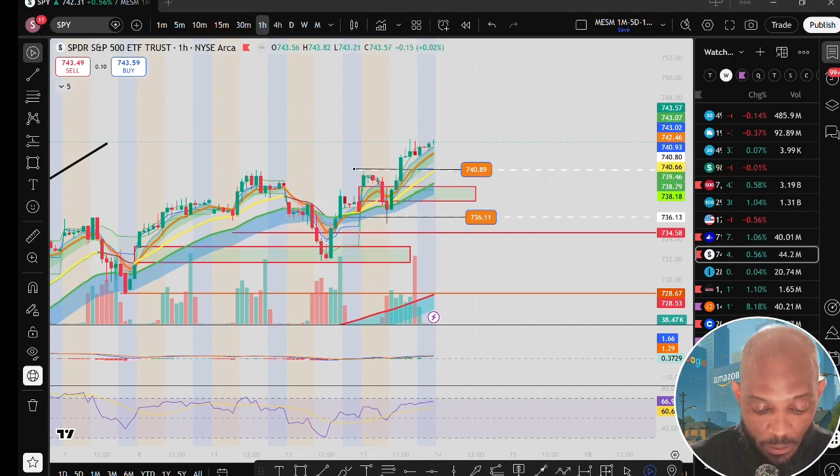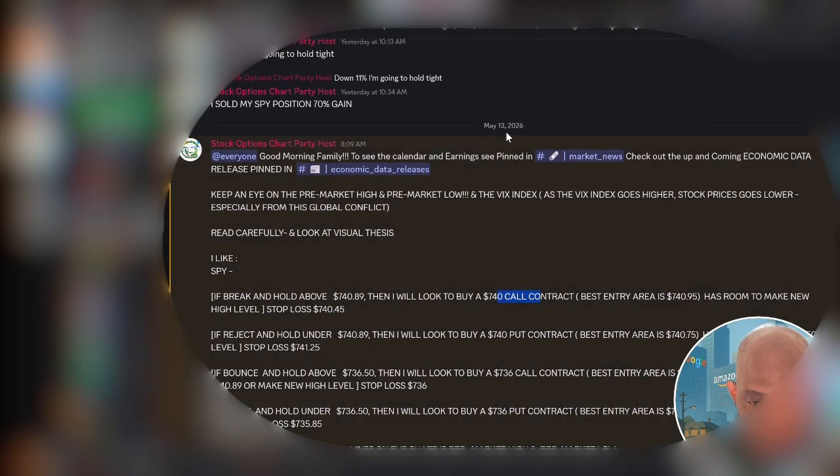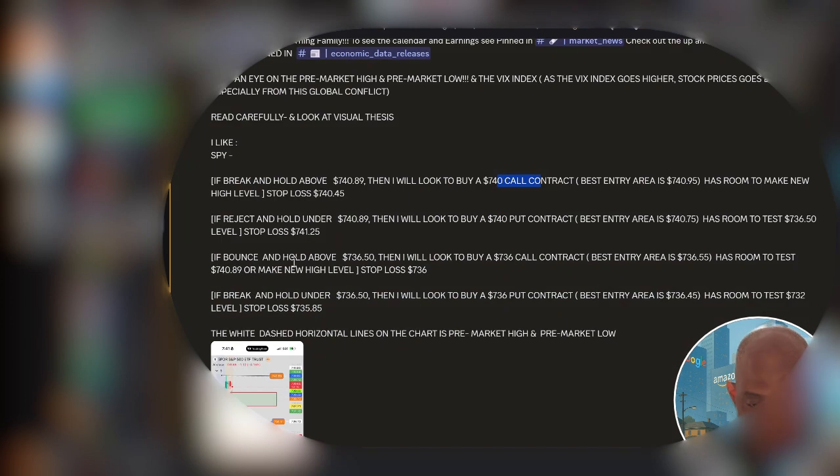So let's go check that. For SPY, 736.11. Again, this is May 13th, and it says: if SPY bounces and holds above 736.50, then I will look to buy a 736 call. The best entry area was 736.55. That's the level you would want to go buy the 736 call contract.